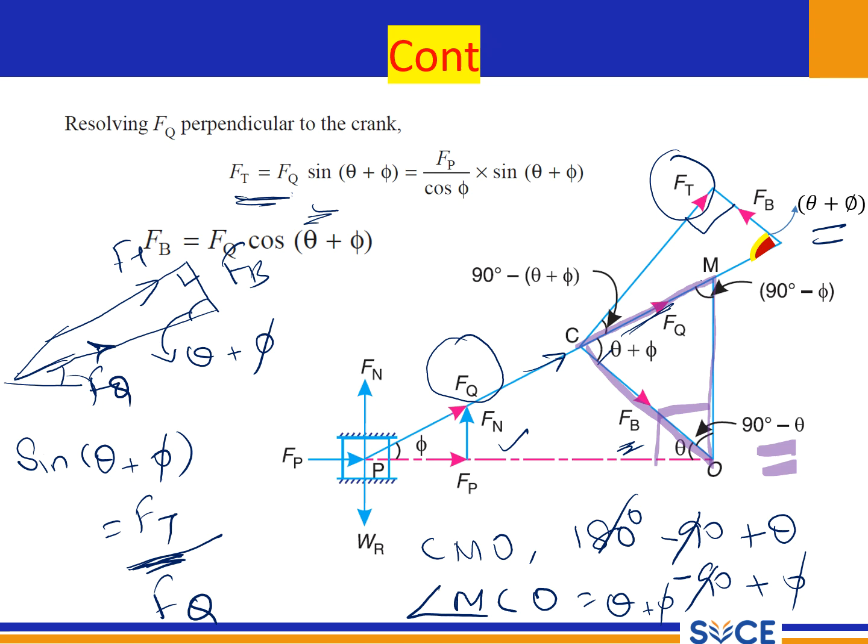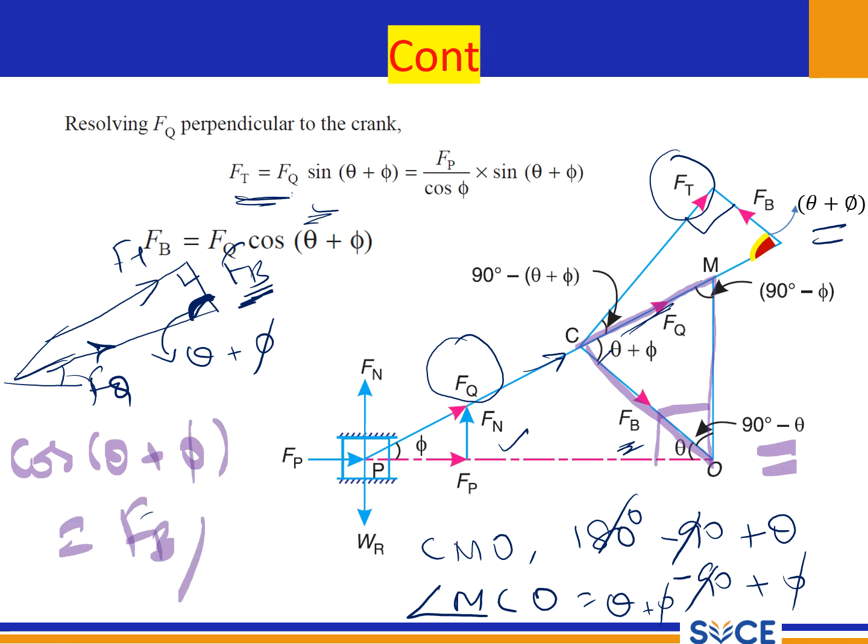The last one is the relationship between FB and FQ. Here once again you see this is the adjacent side, so that is cos theta plus phi. So cos theta plus phi equals the adjacent side FB divided by FQ. Now we are getting this FB formula, which is here. We derived all the formulas.